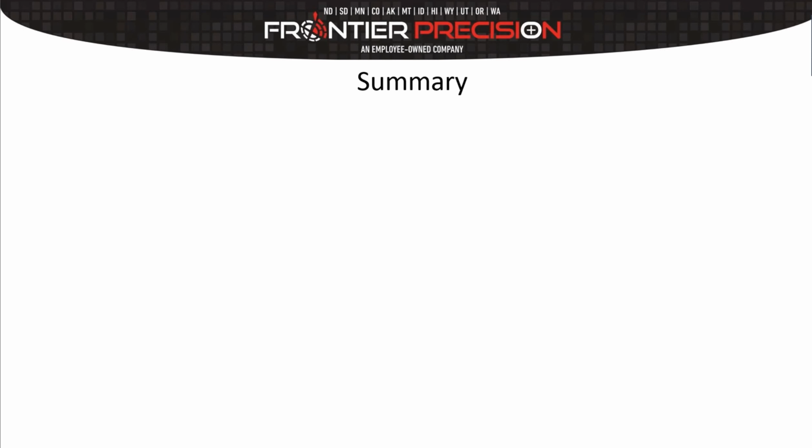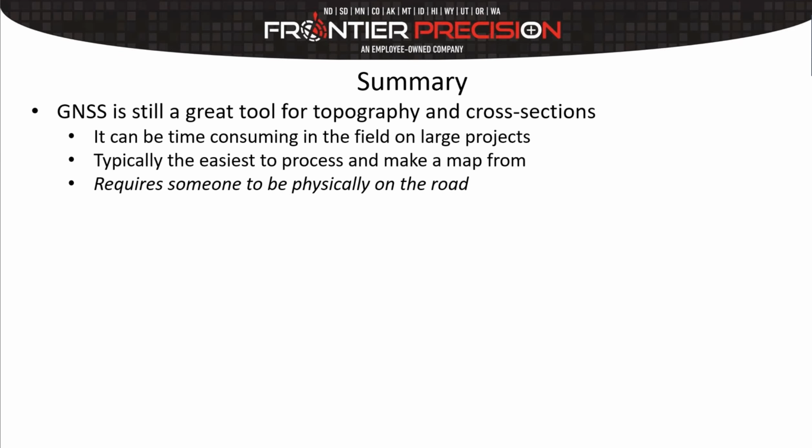So, a quick summary. I know we're right up against our time here, so I want to get to questions. GNSS is obviously a great tool for topography and cross sections. It can be time consuming in the field on large projects, but typically it's the easiest in terms of usability to process and make maps from. One thing I didn't mention is that, in my mind, one of the downsides of GPS is it still requires somebody to physically be on the road. That's one aspect that all the other systems really throw out.